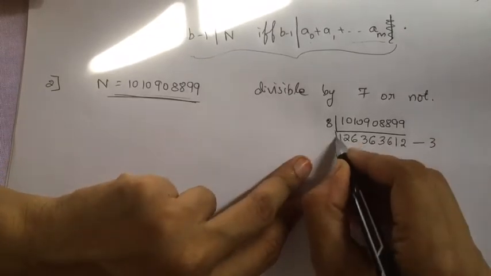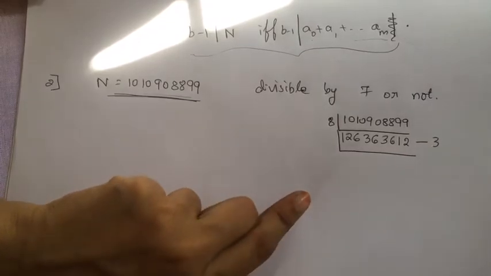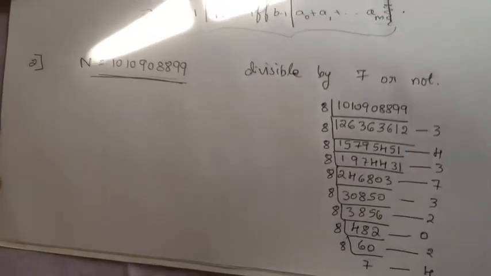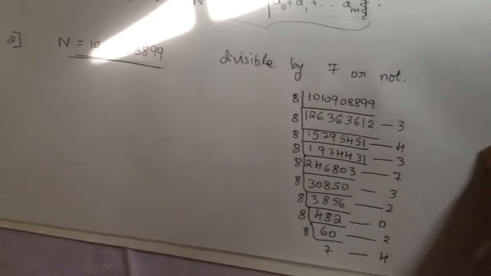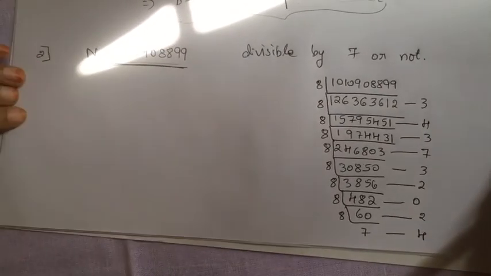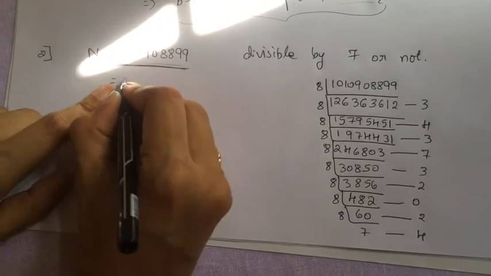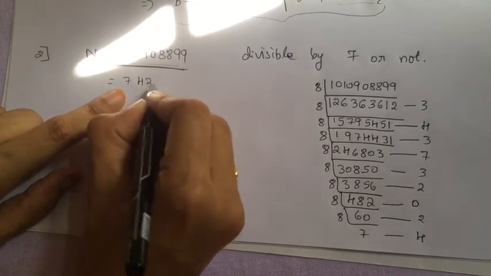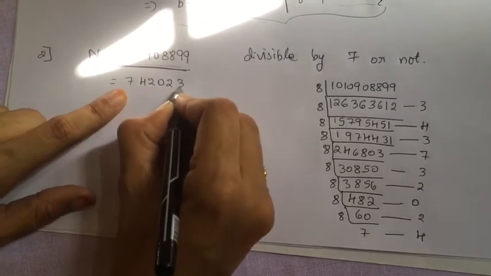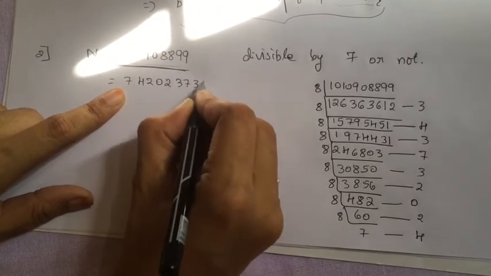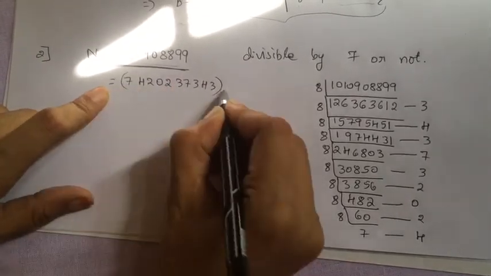Dividing by 8 repeatedly, the remainder is three. I hope you know. I'll just finish the calculation part. So I have calculated the octal form of the integer n. This can be written as 7, 4, 2, 0, 2, 3, 7, 3, 4, 3 to the base 8.